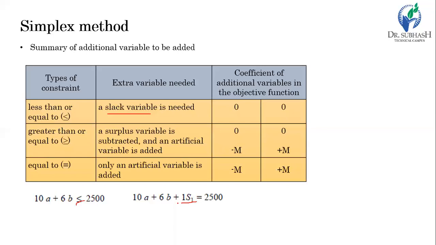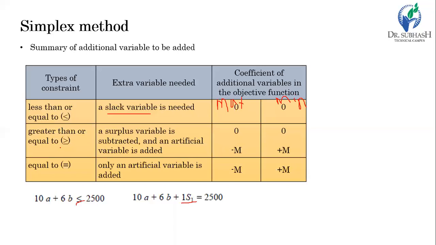And again, this variable must be added in the objective function with the coefficient 0. So this may be added with the coefficient 0. This is for the maximization case, and this is for the minimization case. So in both cases, either maximization or minimization, S1 must be added with the 0 coefficient in the objective function. So it does not make any difference to the objective function value.